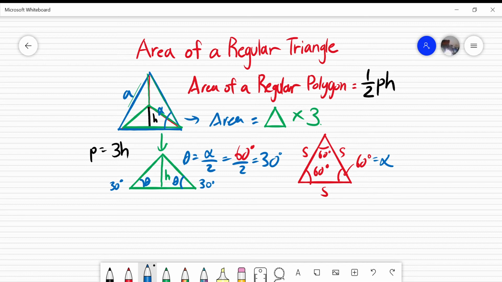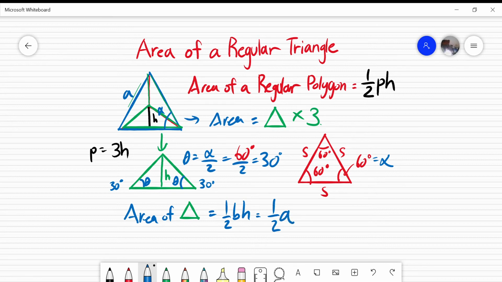All right. I think we got everything. Let's try it. Now let's try to find the area of this triangle. So the area of the green triangle is equal to 1/2 base times the height. Well, we know what the base is. We know it's going to be A.